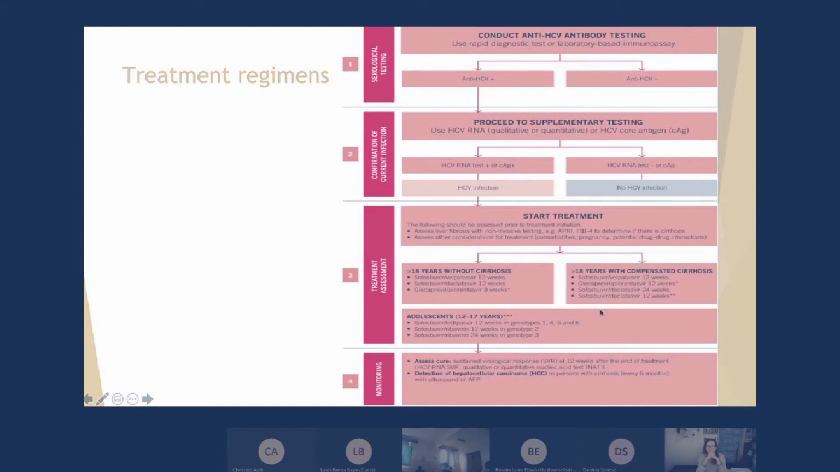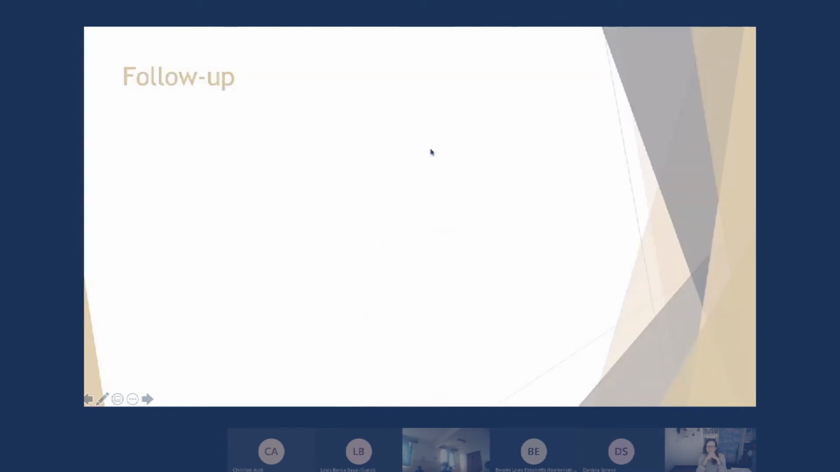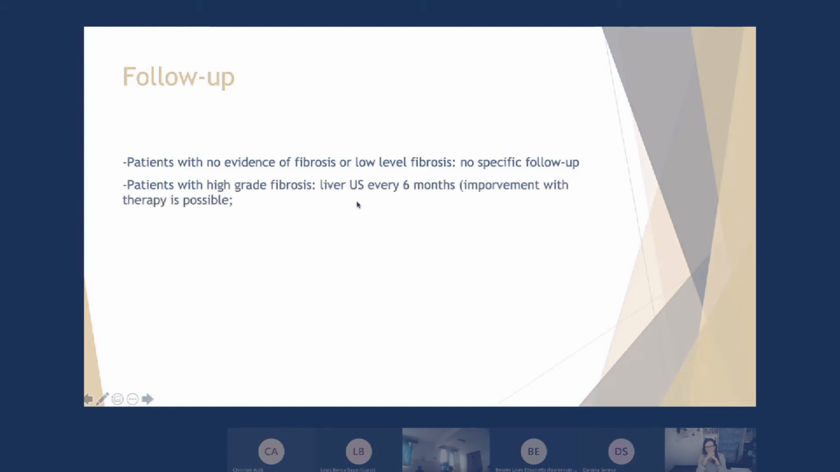These are the possibilities of treatment we have, and also the monitoring, because it's important, if someone has got HCV, if someone is in treatment for HCV, to develop a protocol of monitoring. There is no follow-up need for people that don't have signs of liver inflammation. People with fibrosis should be monitored every 6 months, if possible, of course.